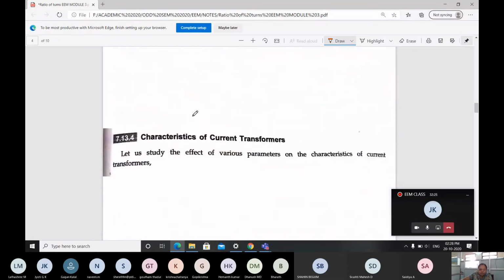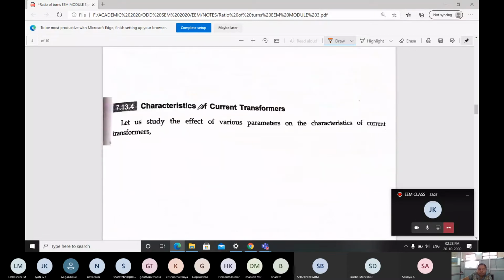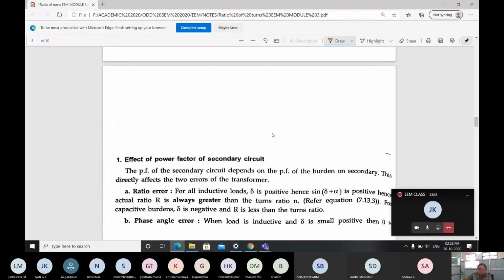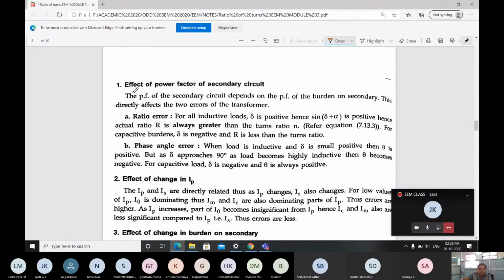Okay. Next are the characteristics of current transformers. The first one is the effect of power factor of the secondary circuit. The power factor of the secondary circuit depends on the power factor of the burden on the secondary. This directly affects the two errors. We already came across the errors, that is ratio error and phase angle error.